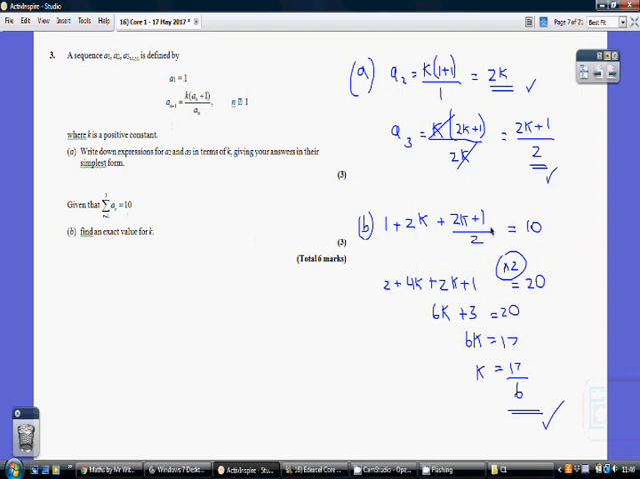So to undo this dividing by 2, I've chosen to multiply through by 2. So double this, double this, double this, double this. So I get 2 plus 4K plus 2K plus 1, because I'm dividing by 2, times by 2, equals 20. 10 times 2. So gather up our like terms. We get 6K plus 3 equaling 20. Take away 3 from both sides. And dividing by 6, we get K equaling 17 over 6.